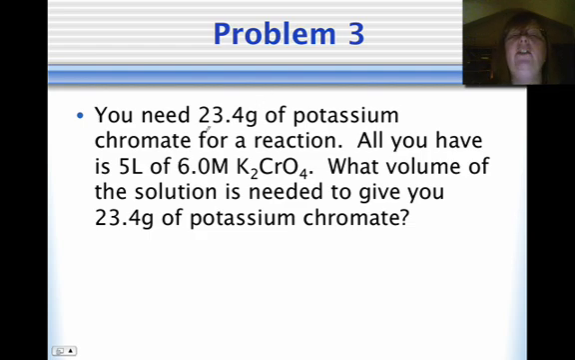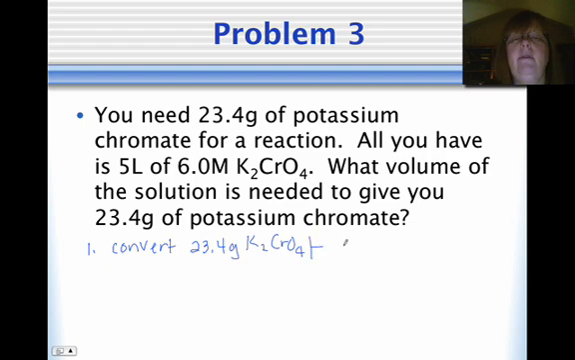Let's say you need 23.4 grams of potassium chromate. But you don't have a solid where you can just weigh this out. You have a 6 molar solution of potassium chromate. What volume of your solution will you need to give you that 23.4 grams? In this problem, the first step is to convert the grams to moles. So we're going to convert 23.4 grams of potassium chromate to moles.